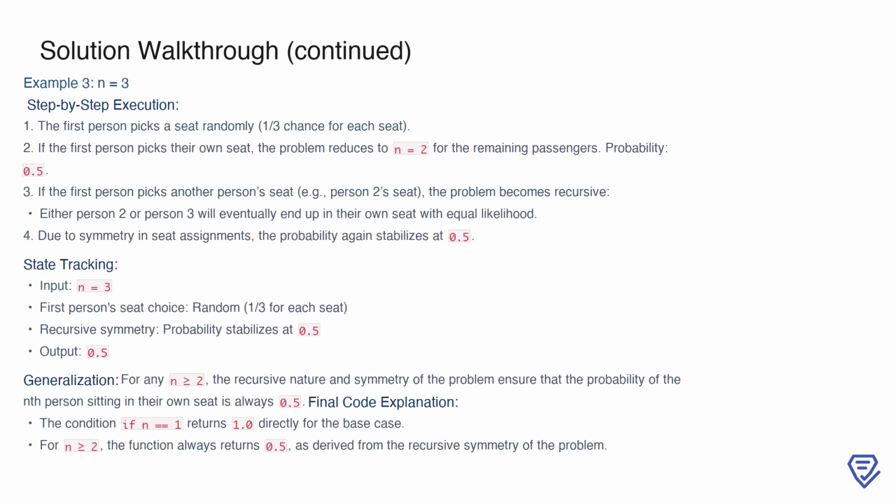This symmetry generalizes for any n greater than or equal to 2, where the recursive nature of the problem ensures that the probability remains 0.5. The state tracking confirms this. With an input of n equals 3, the first person's choice is random among 3 seats, and the recursive symmetry keeps the probability stabilized at 0.5. For the final implementation, the base case returns 1.0 for n equals 1, and for n greater than or equal to 2, the output is always 0.5.